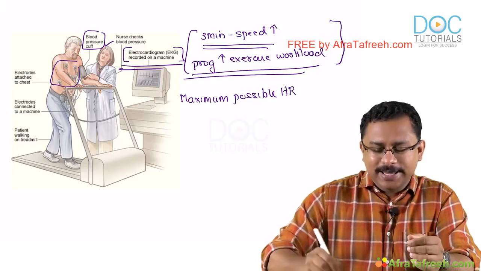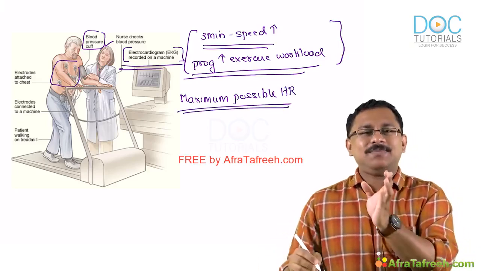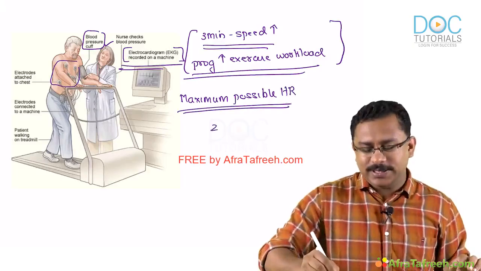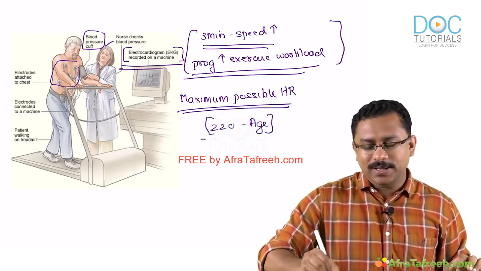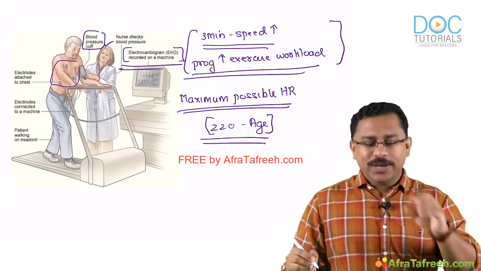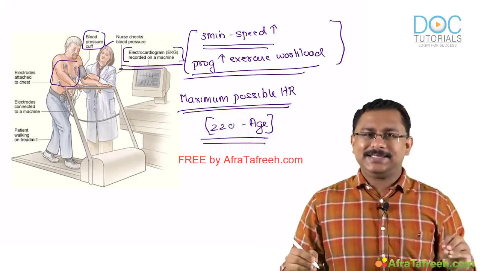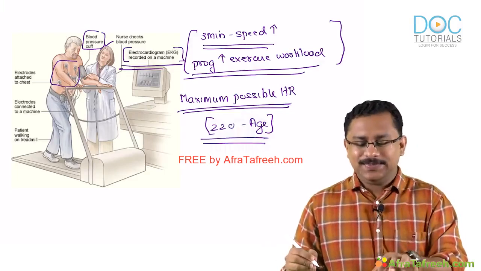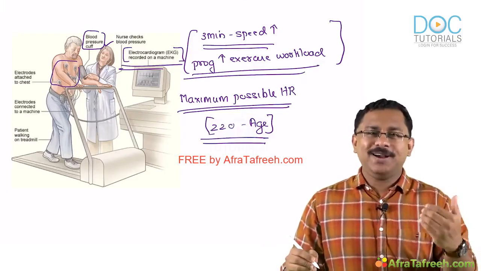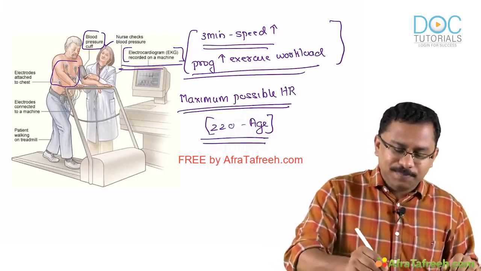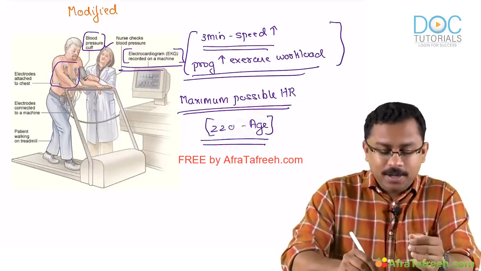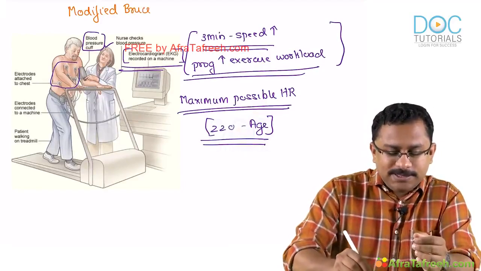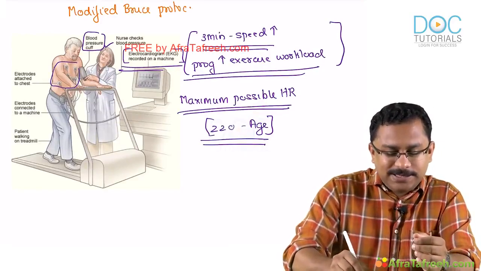For any individual, the maximum possible heart rate is 220 minus age. Now, when you do a treadmill test as per the modified Bruce protocol, remember, the protocol for doing a treadmill test is the Bruce protocol or the modified Bruce protocol. This term is very important, and may be asked as a question.